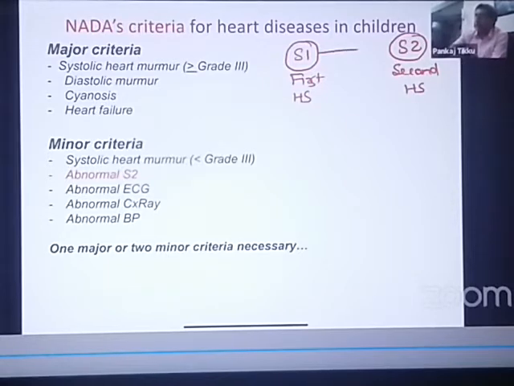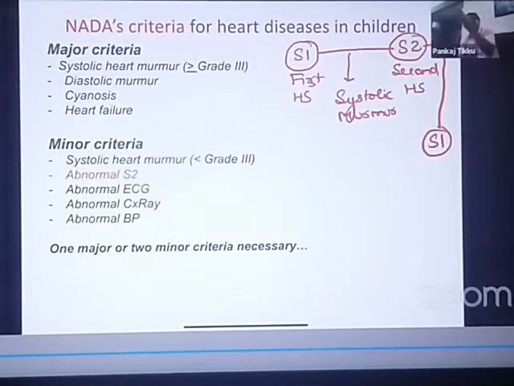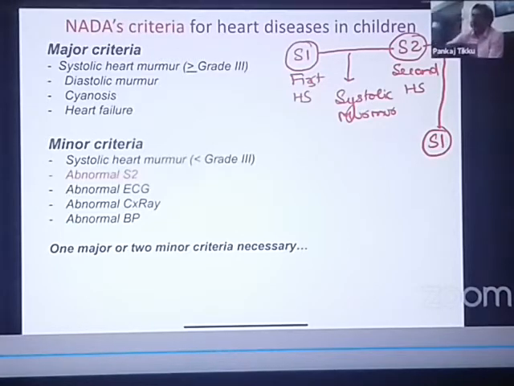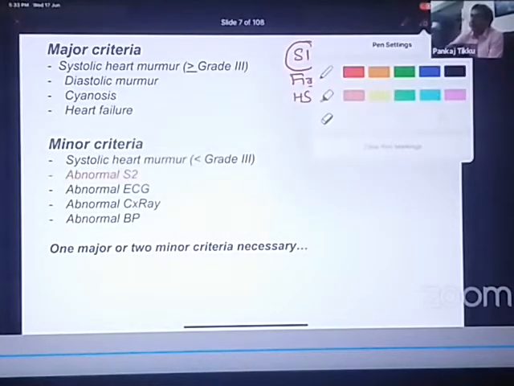All murmurs which occur between the first and the second heart sound are known as systolic murmurs. And all murmurs which occur between S2 and then S1 are diastolic. So it is S1, S2, S1, S2: first heart sound, second heart sound, first heart sound, second heart sound.